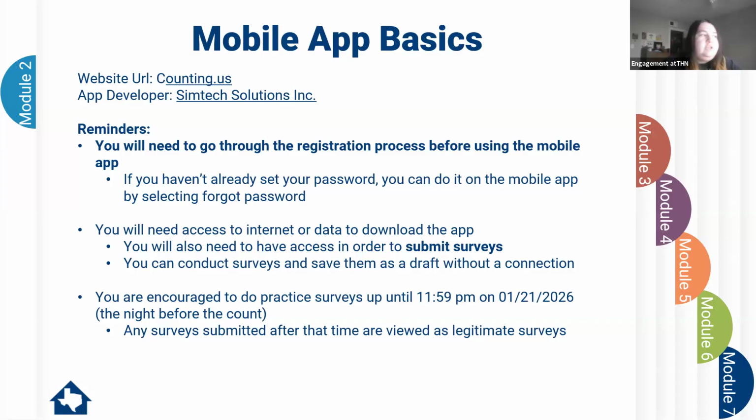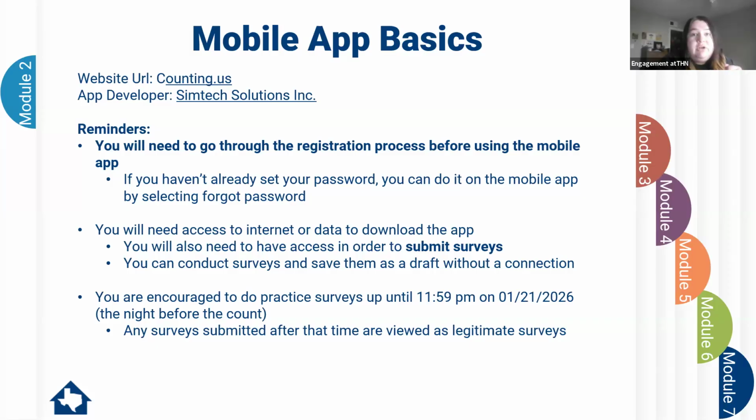And I'll also say that you'll need access to the internet in order to actually download the app. So the app is available on the browser version with the URL counting.us, but it's also available on your phones. You can download it on the Apple App Store as well as the Android Google Play Store. You will need internet to download it, actually. But if you are in an area where you're doing surveys where you don't have internet connection, there is a feature where you can save drafts, and we'll go over that a little bit later.